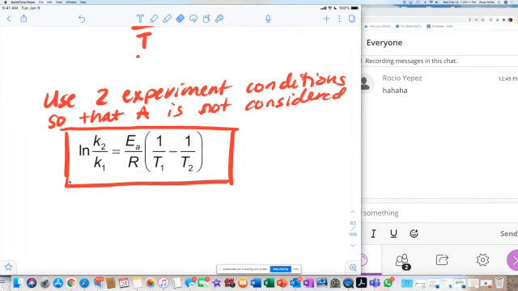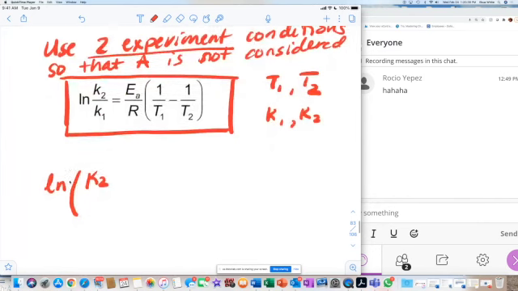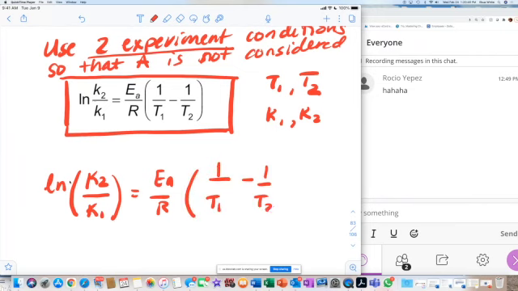But for two experimental conditions, that means two temperatures, T1 and T2, two rate constants, K1 and K2, you end up with this right here. You see how the natural log of A got left out because it works out that way mathematically, okay? So this equation will actually be natural log of K2 over K1, please realize there's a parenthesis here, is equal to EA over R, and then we have 1 over T1 minus 1 over T2.